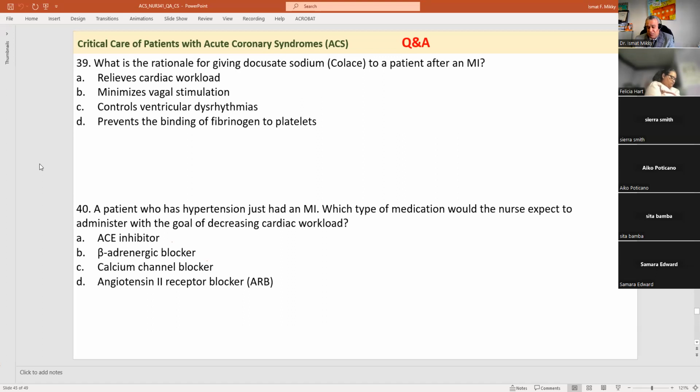Okay, 40. Patient who has hypertension just had an MI. Which of the medications would the nurse expect to administer with the goal of decreasing cardiac workload? Beta blockers. In other words, we need to decrease the cardiac workload. You need a negative inotropic medication. No dopamine, no dobutamine, no ACE inhibitors, no ARBs. So it will be a negative inotropic medication. So it's the beta blockers.